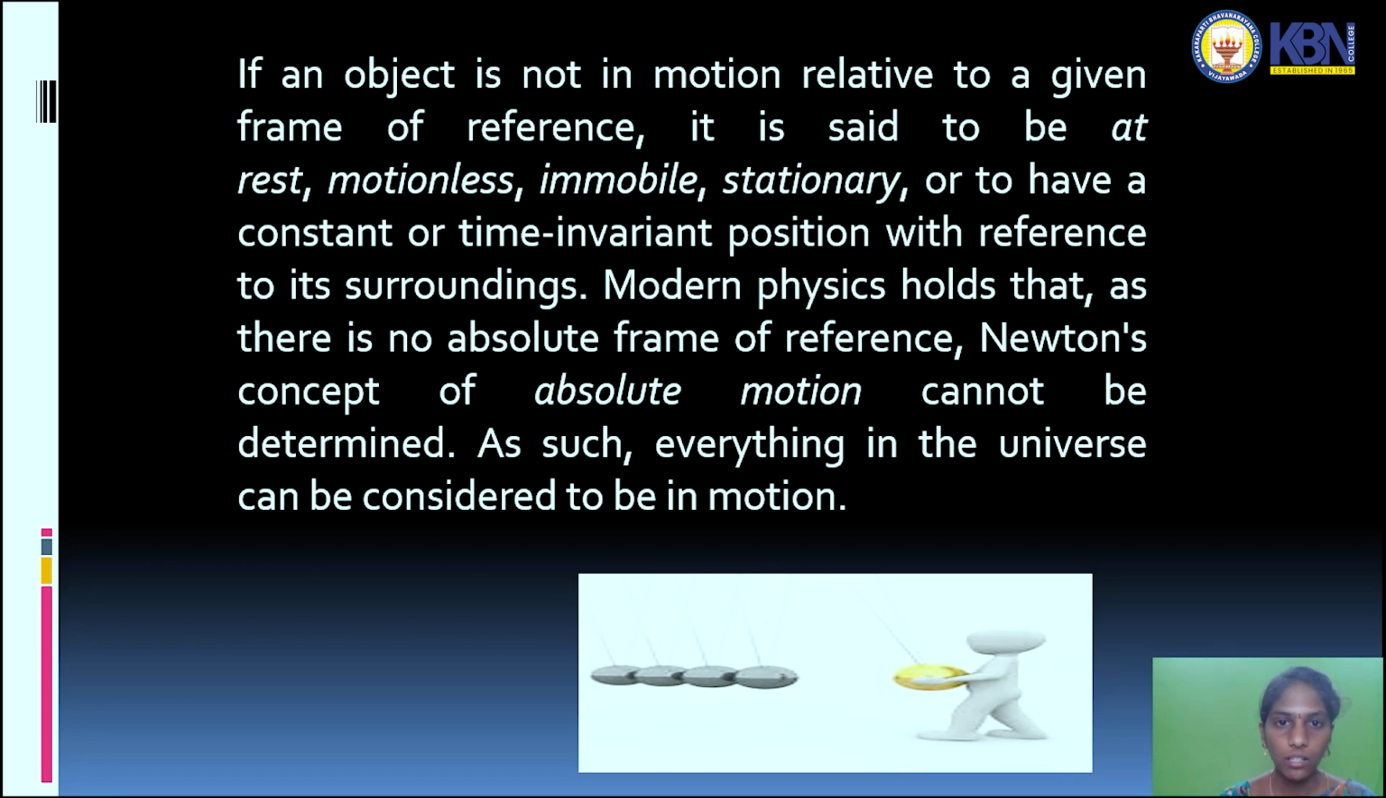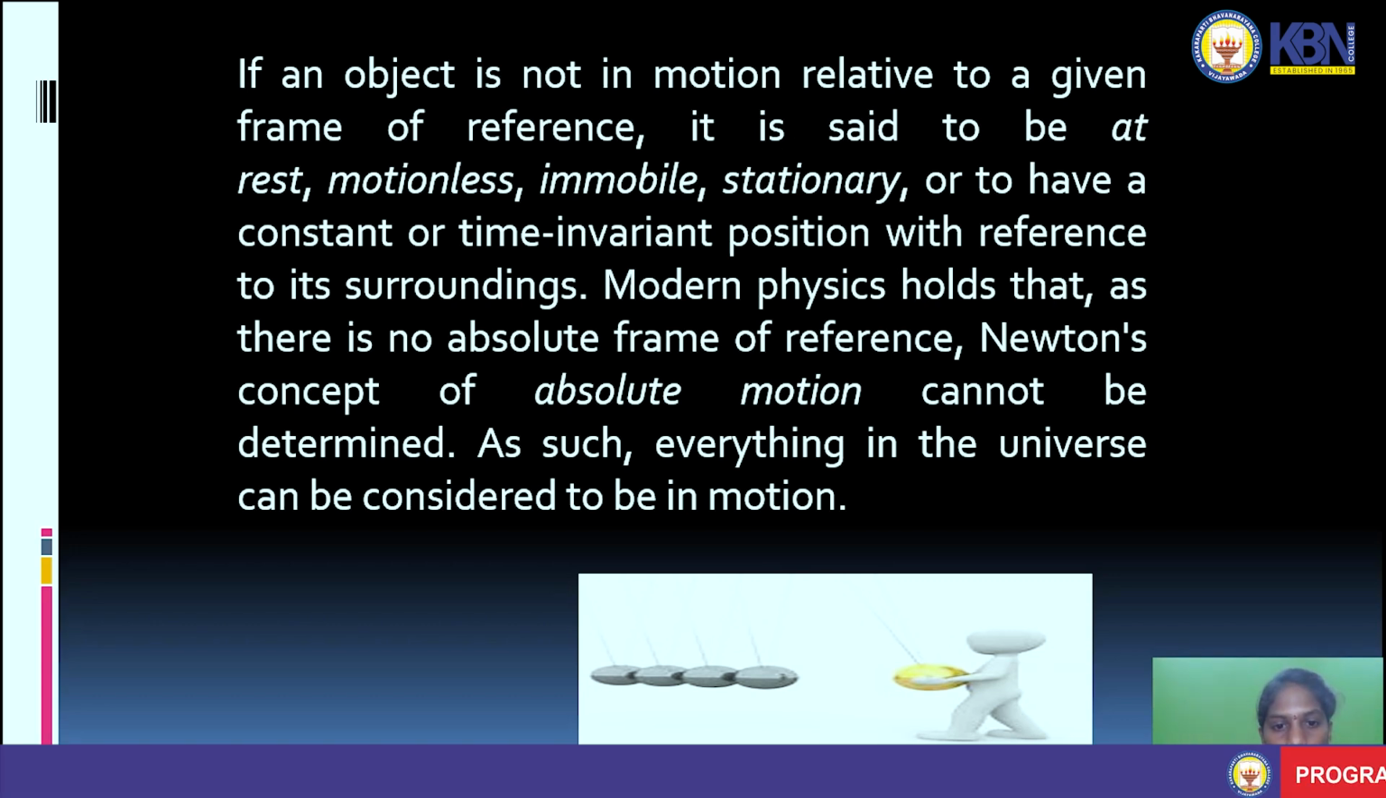If an object is not in motion relative to a given frame of reference, it is said to be at rest, motionless, immobile, stationary, or to have a constant or time invariant position with reference to its surroundings. Modern physics holds that as there is no absolute frame of reference, Newton's concept of absolute motion cannot be determined. As such, everything in the universe can be considered to be in motion.